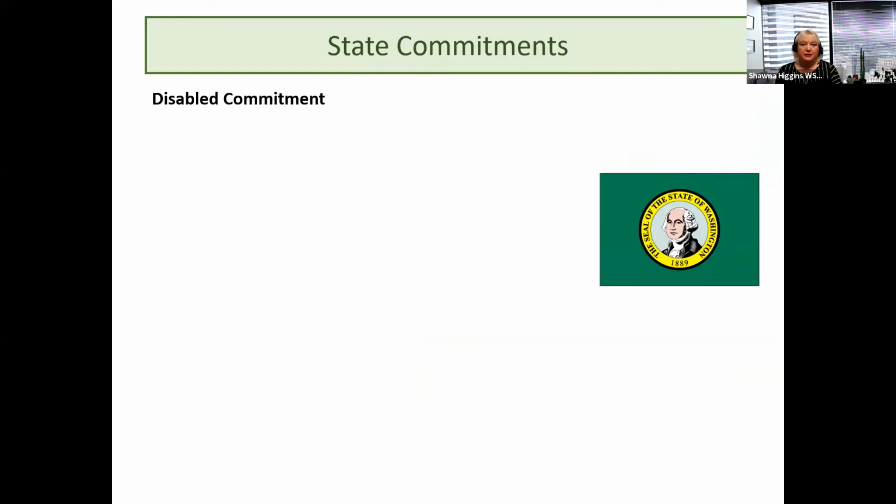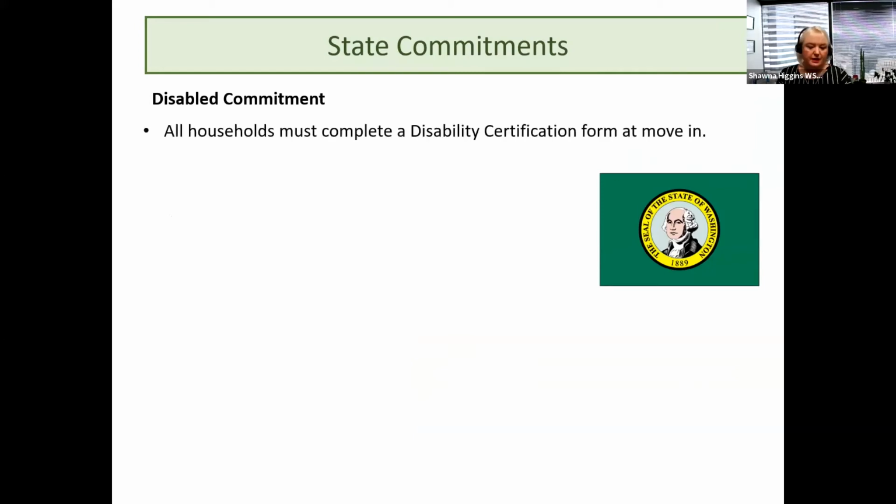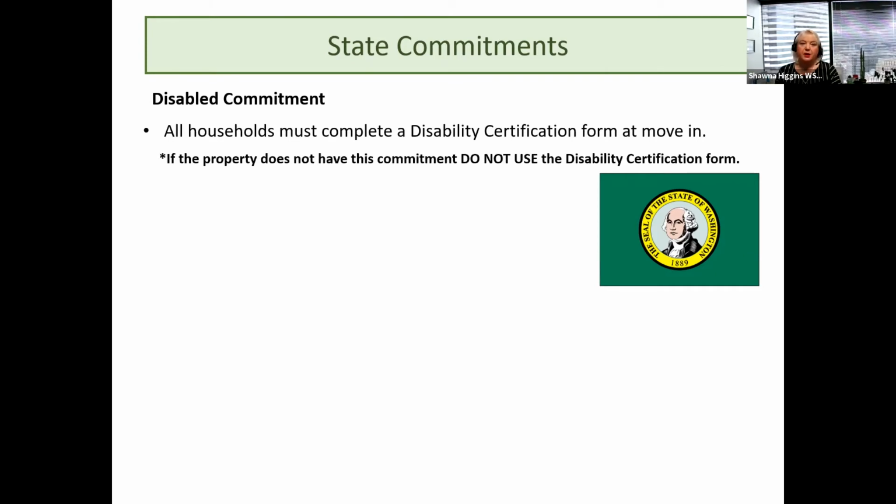All right, so disabled commitments. All households must complete a disability certification form at move-in. If the property does not have this commitment, do not use the disability certification form. I'm going to repeat this because you want to make sure all households that come in to apply for housing, that everybody fills out this form if you have this commitment. Because if you just start saying, oh, I think this person might need it and this person doesn't, that's a fair housing issue that you don't want to get involved in.